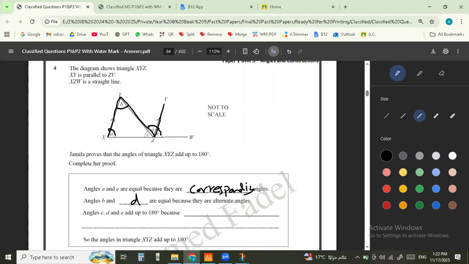Angles C, D and E add up to 180 because they are angles on a straight line, forming a straight angle.